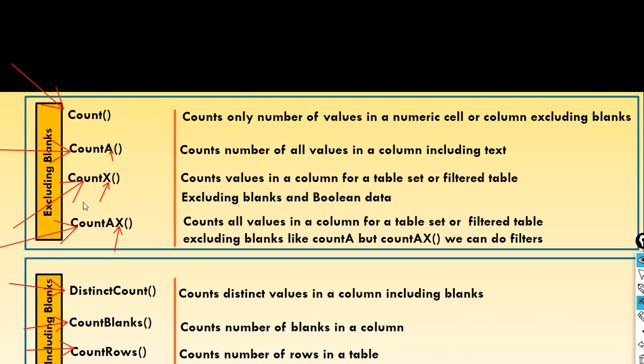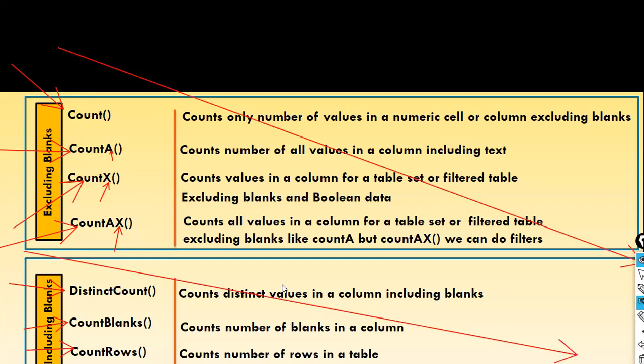So these four functions will simply ignore the blank values, whereas they return only the non-blank values. And the below ones will return the blank values only. But COUNTROWS will count all the rows in a table. It includes the blank values also.